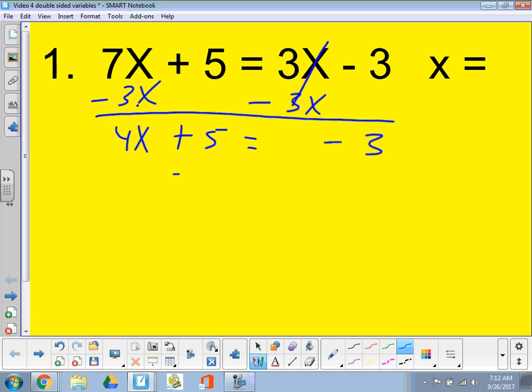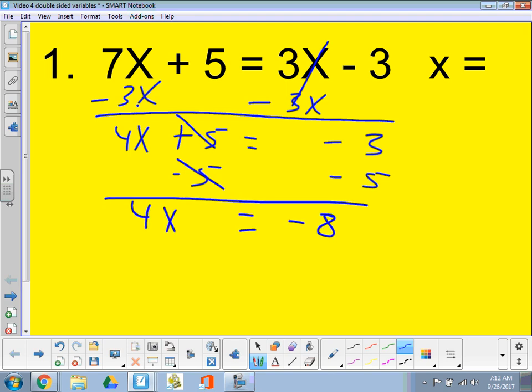I'm going to subtract 5, because I'm trying to get a variable, the 4x, equal to a number on the other side. When I do this, if I add 5 and lose 5, they cancel. 4x is equal to negative 8. The opposite of multiply by 4 is divide by 4. Divide by 4. X is equal to negative 8 divided by 4. Well, 8 divided by 4 is 2. And a negative divided by a positive, negative 2.